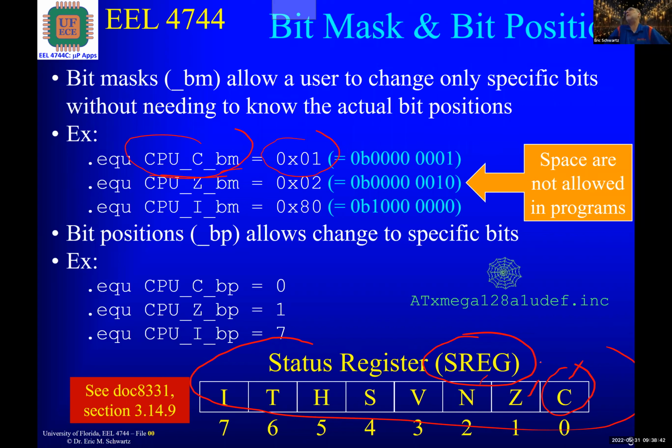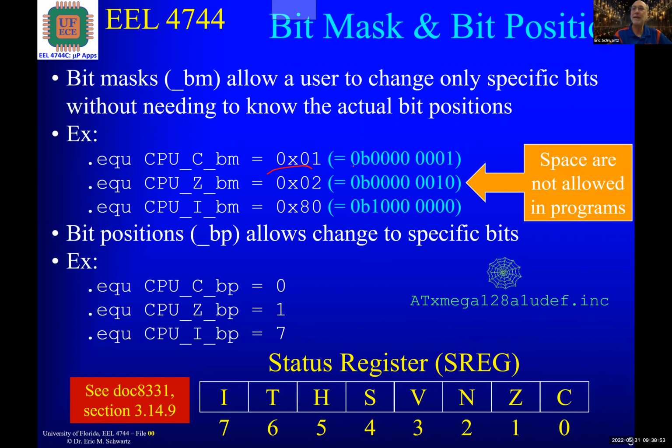So if the carry bit is 0, the whole result of this is 0. If the carry bit is 1, then the result is not 0. And the same with the 0 bit mask. Now we have a 1 in bit 1, and we AND that with the status register. If the result of the whole ANDed operation equals 0, then the 0 bit is 0. And if it's equal to anything other than 0, then the 0 bit is true.